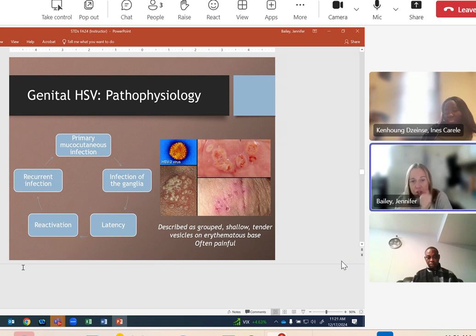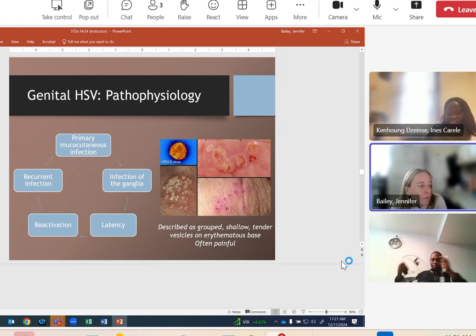But the virus will just go a little bit deeper and hang into the ganglia of the neurons, where they're not causing a lesion, but they're still there. And certain things can trigger them to rise back up to the skin surface and cause another outbreak.